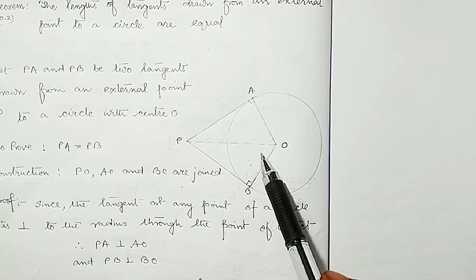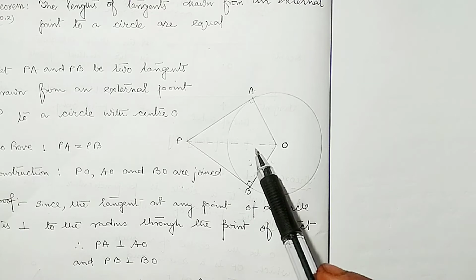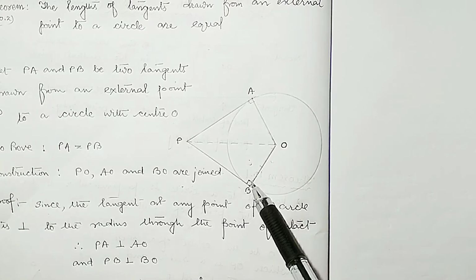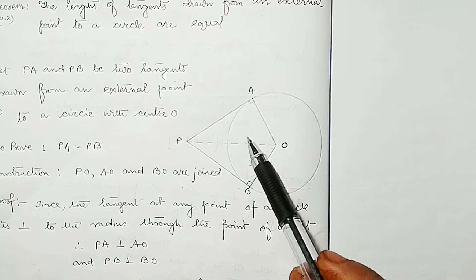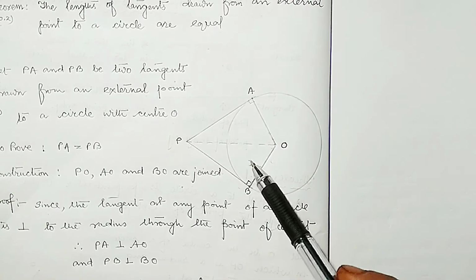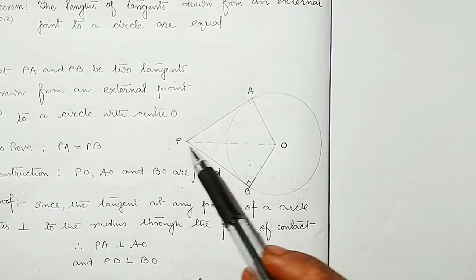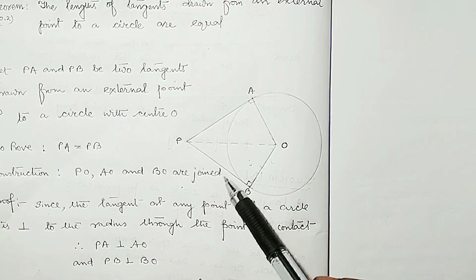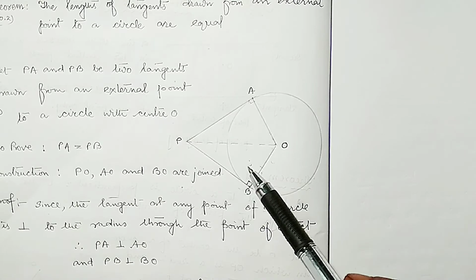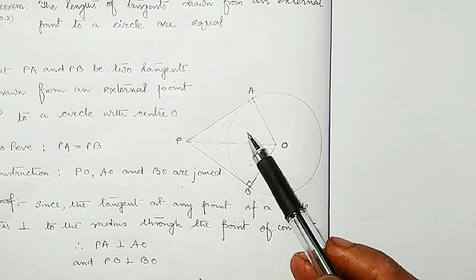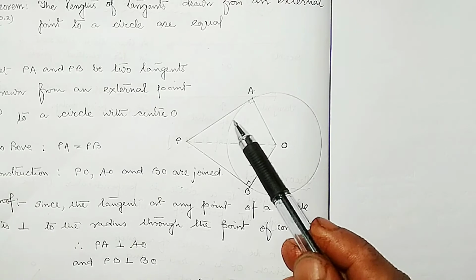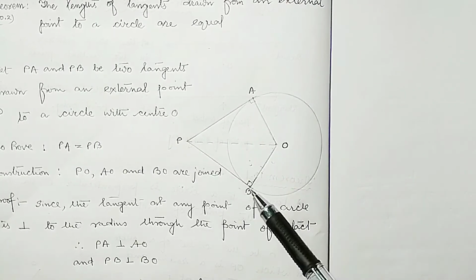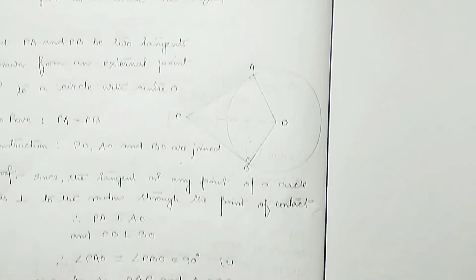So, by using the RHS congruence rule, right angle, hypotenuse, side, these two triangles are congruent. And since the triangles are congruent, PA equals PB, because we know corresponding parts of congruent triangles are congruent. Okay, I hope this one is clear. We just have to prove that this triangle and this triangle are congruent, then we can conclude PA equals PB. I hope this theorem is clear.